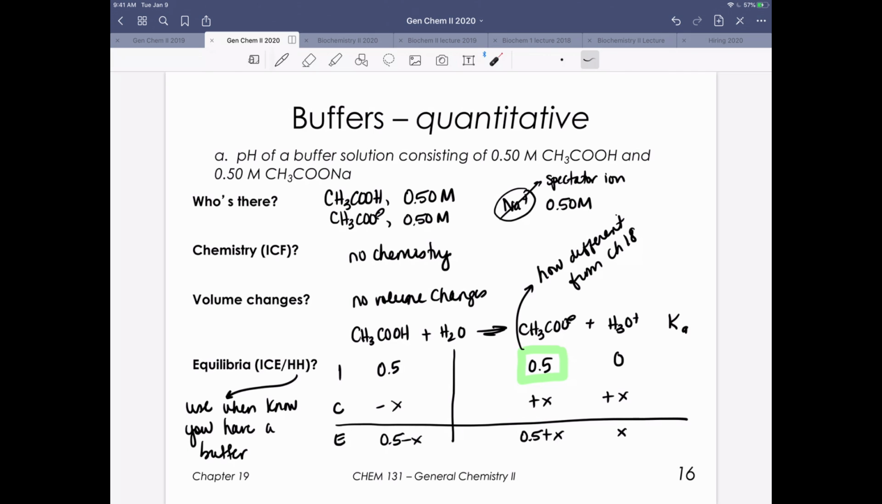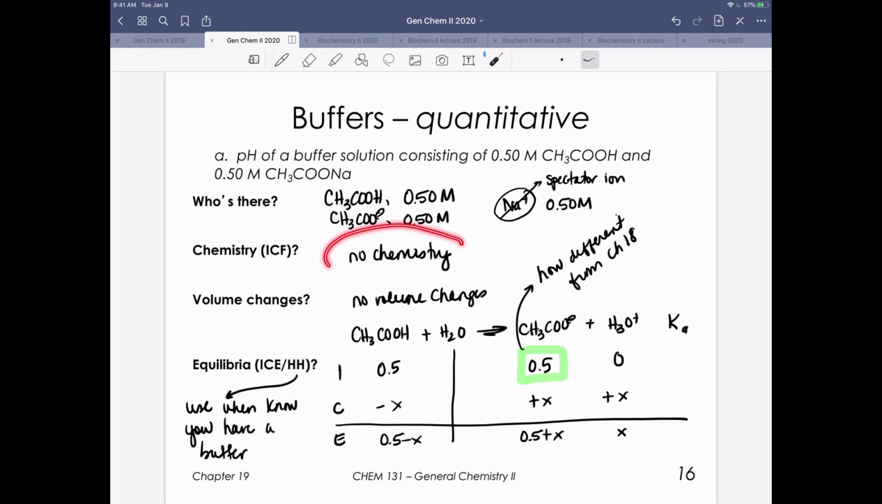So thinking about writing the species, who's in solution? Well, we've got an acetic acid solution that they said is 0.5 molar, and we've got a sodium acetate solution that's 0.5 molar. So even though we've got sodium that's there at 0.5 molar, that's a spectator ion. Remember that from chapter 18? We don't see any acid-base or pH changing chemistry with sodium ions. So it's a spectator ion. So this is what we have in solution that's relevant to affecting the pH.